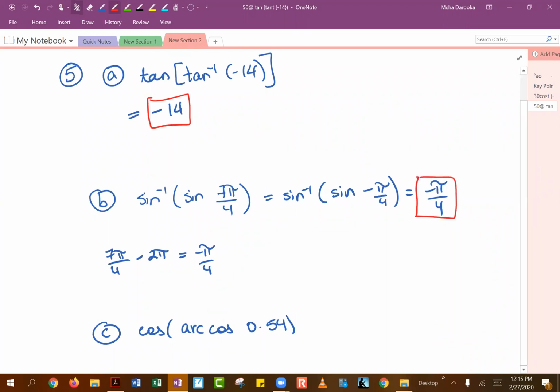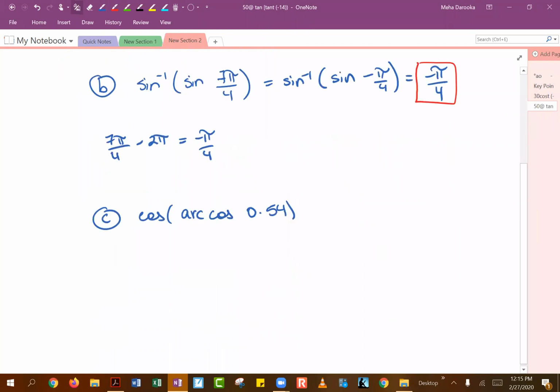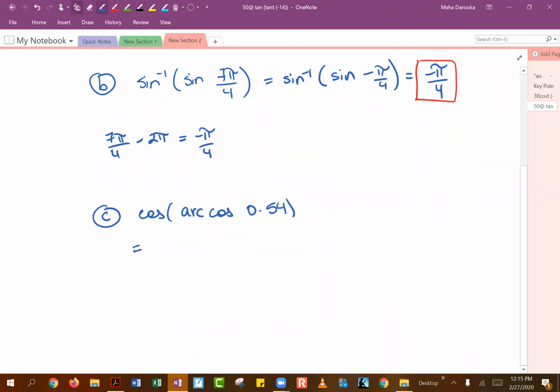Okay, so that leaves Adrian Flores. What do you got for part C? So for our cosine, the domain is 0 to pi. No, arc cosine. What's the domain again? It's 0 to pi. I thought it was negative 1 to 1. Oh, negative 1 to 1.